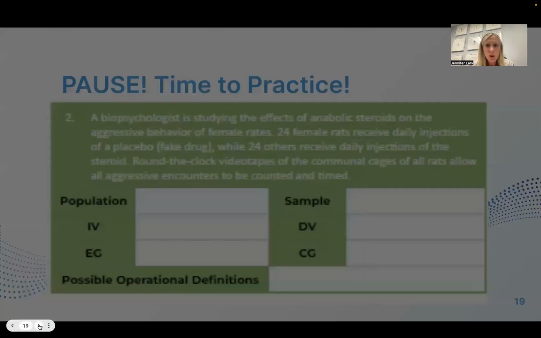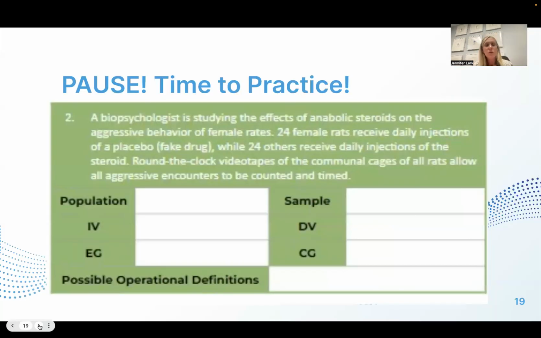Okay, let's try another one. So number 2, a biopsychologist is studying the effects of anabolic steroids on the aggressive behavior of female rats. 24 female rats received daily injections of a placebo or a fake drug, while 24 others received daily injections of the steroid. Round-the-clock videotapes of the communal cages of all rats allow all aggressive encounters to be counted and timed. So go ahead and pause the video and fill in the information here for these angry rats.